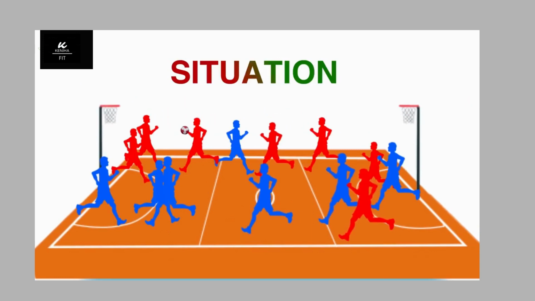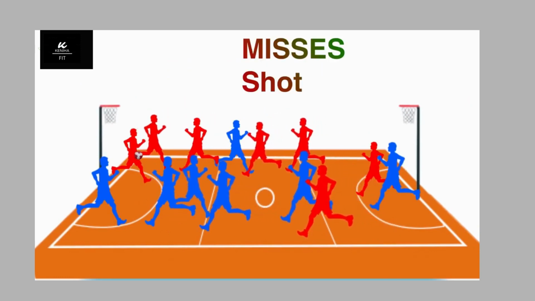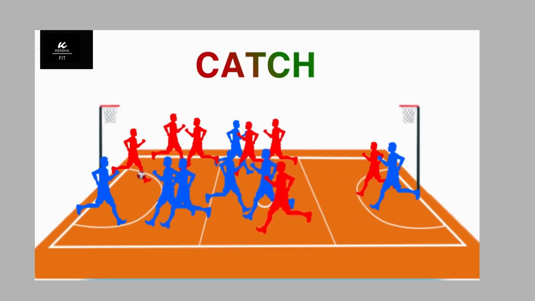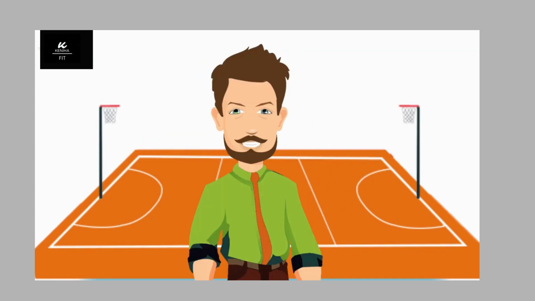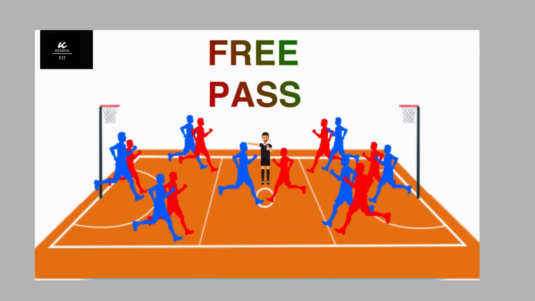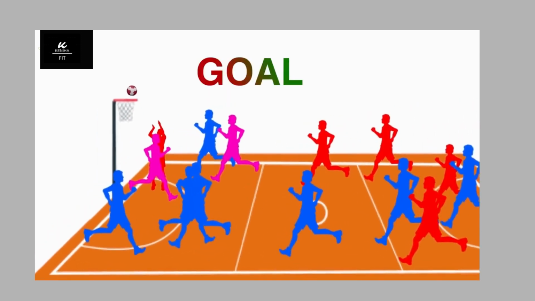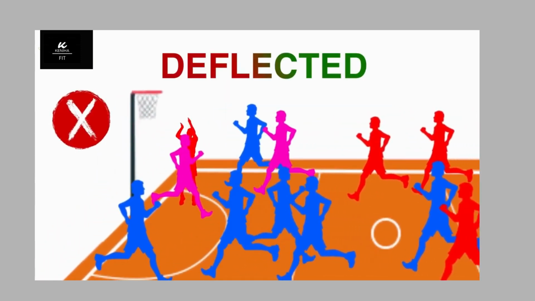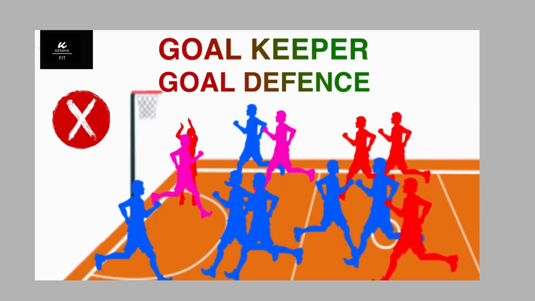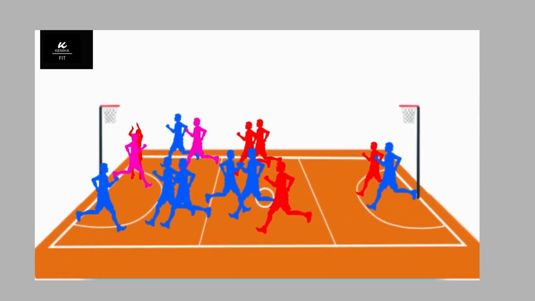19. If there's a situation where a player completely misses a shot, the player may not catch it. In case they do it, it will be considered a replay, and a free pass will be awarded to the other team. 20. A goal will also not be awarded if the ball is deflected off the goalkeeper or goal defense and goes through the goal ring.